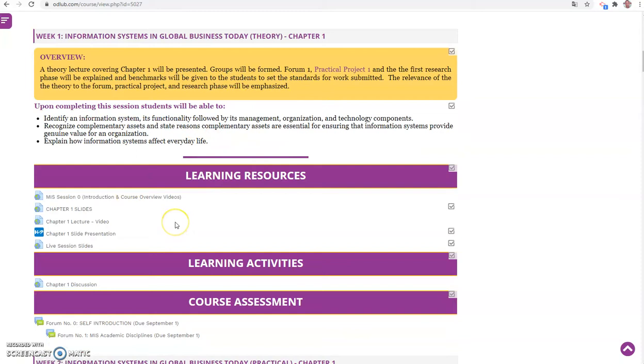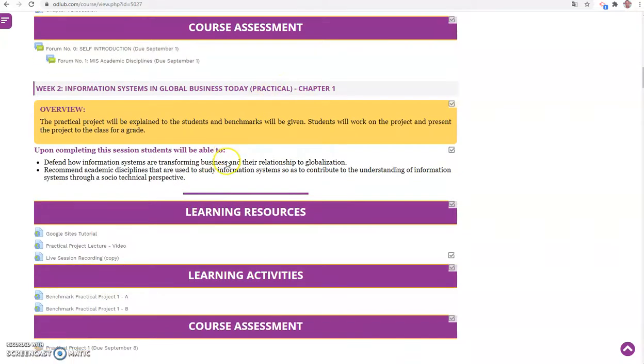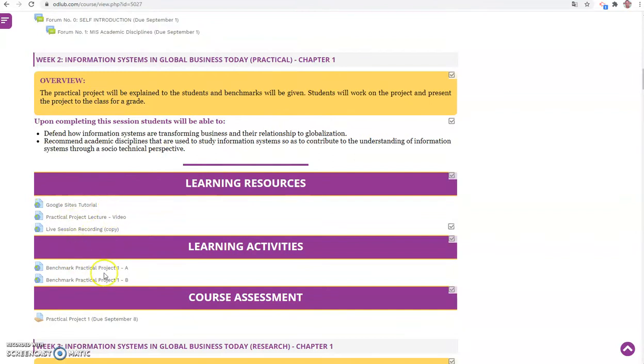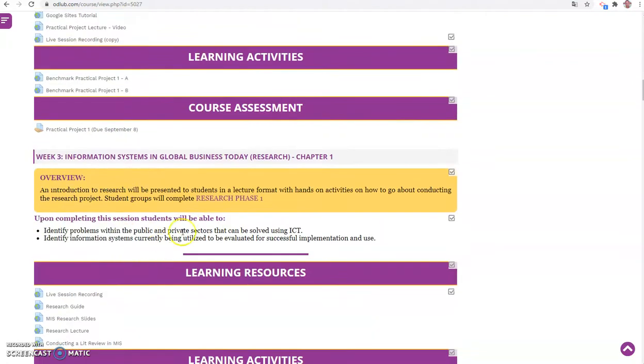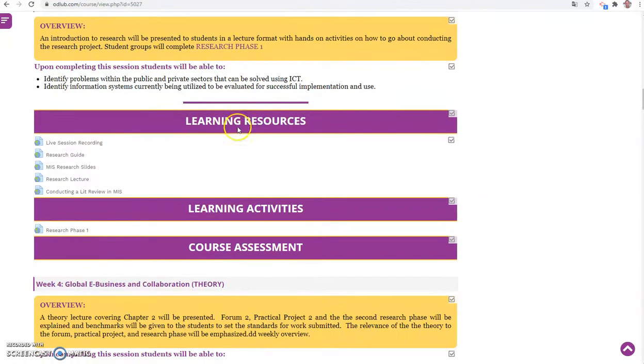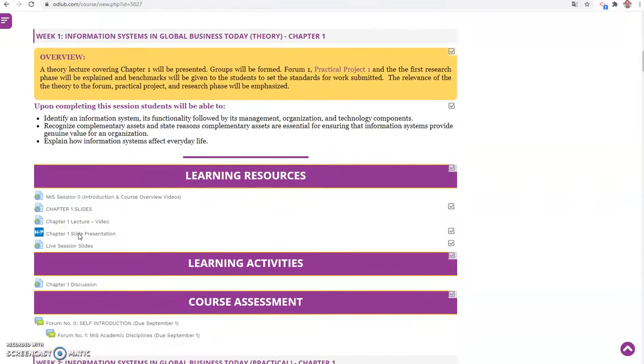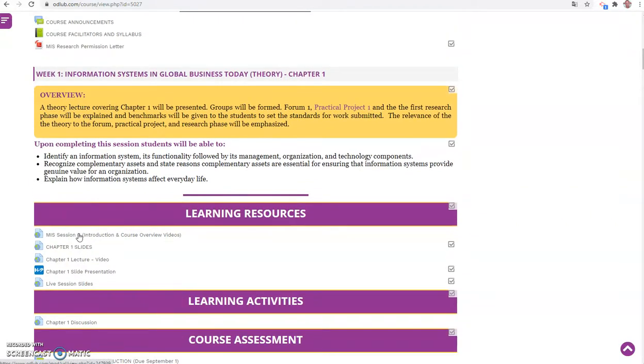I will also explain the practical project. So on week 2, you'll have the practical, and you're going to have to finish the practical project, and that will be submitted. And then the third week of chapter 1, you have to do research phase 1, which is not graded. So this will repeat 5 times because it's 5 chapters. There's 15 weeks, so 5 times 3 is 15.